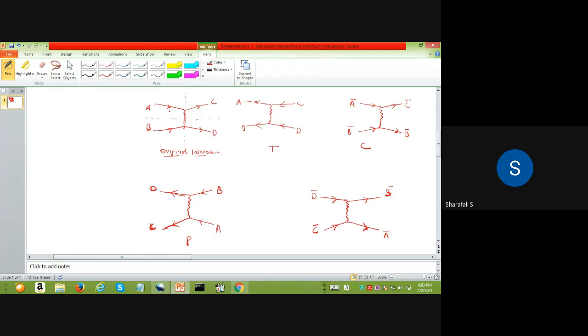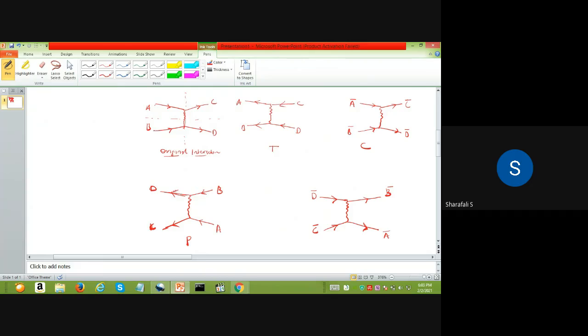So the initial state we have is A and B interacting, okay, and giving you C and D. And when you have that parity operation, it will be like this. There is no doubt about this. So this will be your state after the parity operation. And if you make the charge conjugation on this, then you will have D bar, C bar, B bar, A bar here.